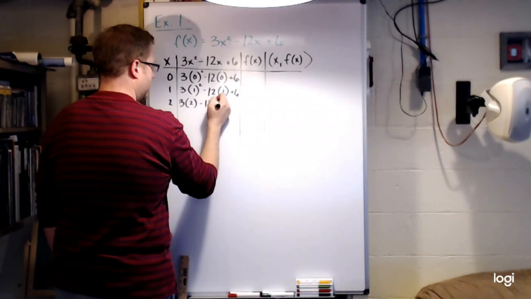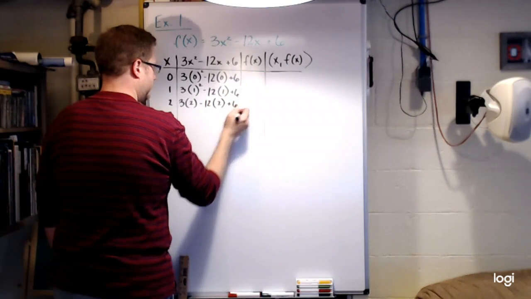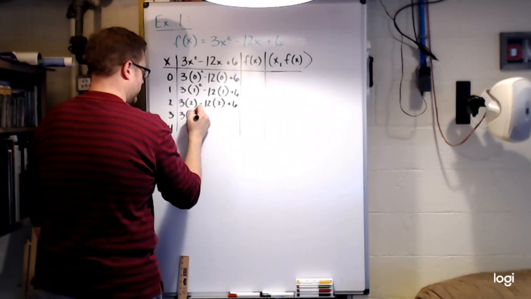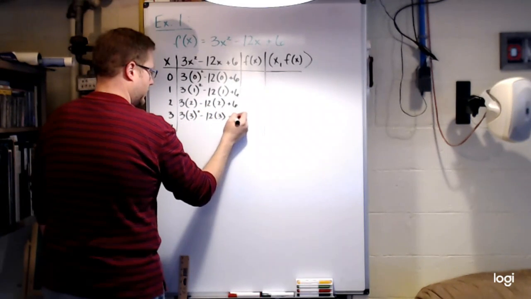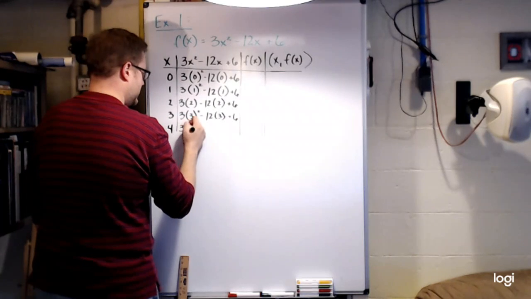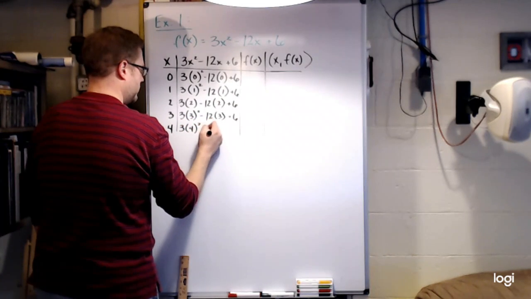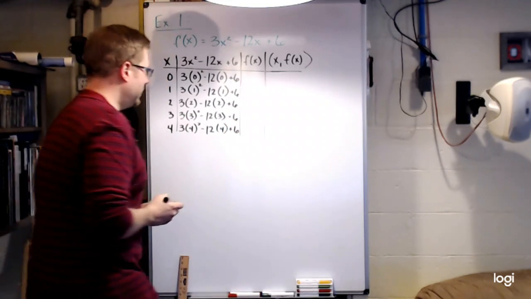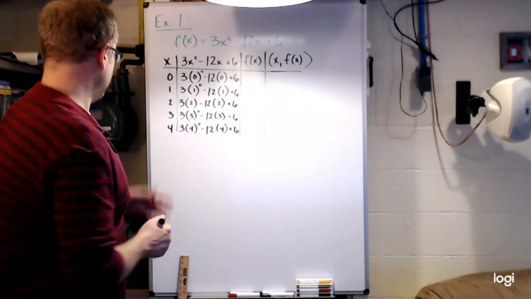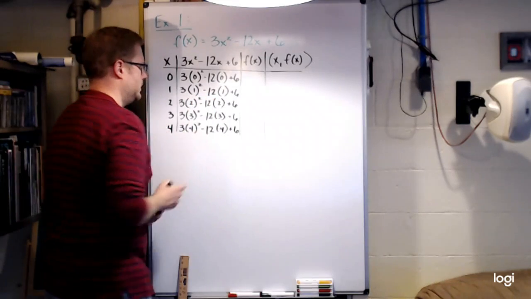Minus 12 times 2 plus 6. 3 times 3 squared minus 12 times 3 plus 6. And 3 times 4 squared minus 12 times 4 plus 6. Make sure I did all that right. It looks good. Oh, forgot my squared here. Don't want to do that.